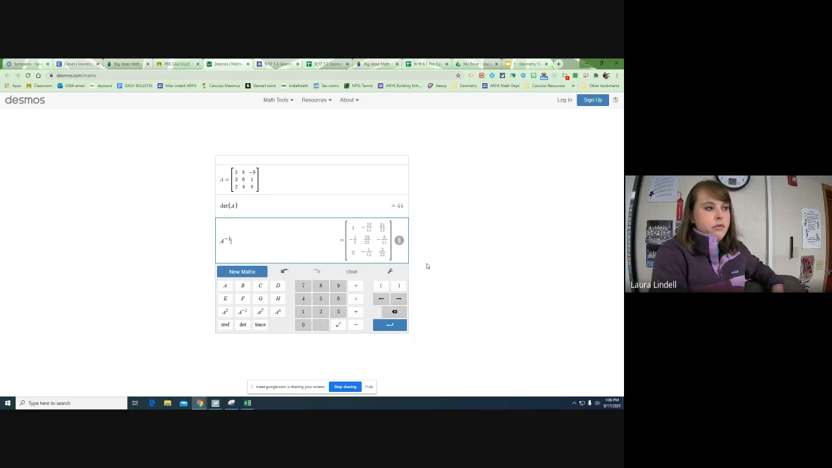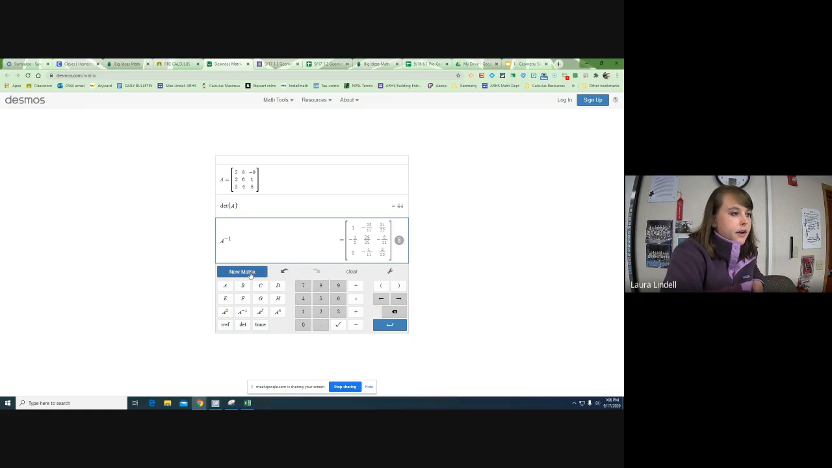Any questions so far with using the calculators to find inverses and determinants? Anybody stuck in a particular place with their calculator? Okay. Yeah, I can do it again on Desmos.